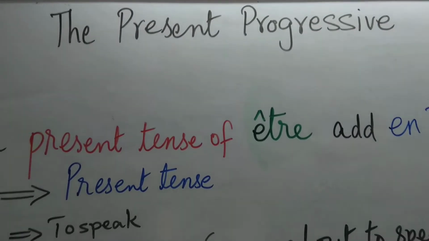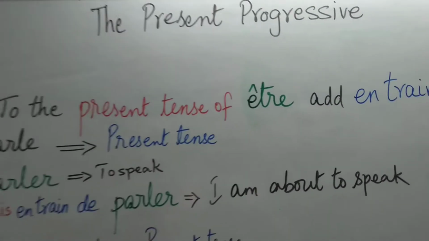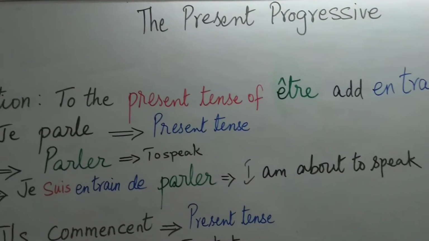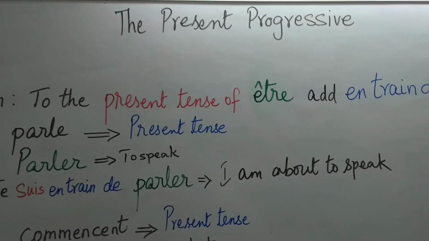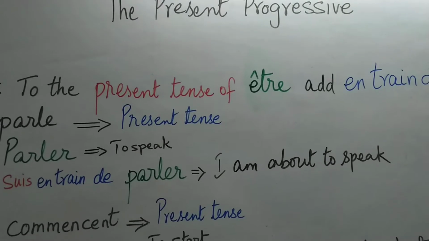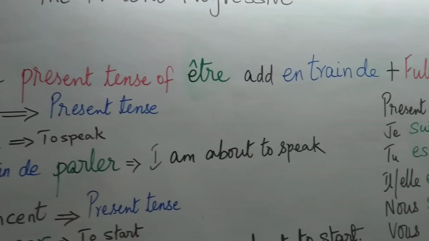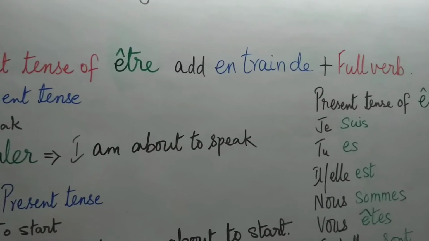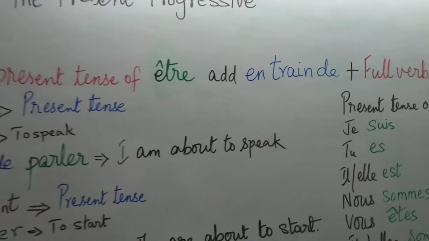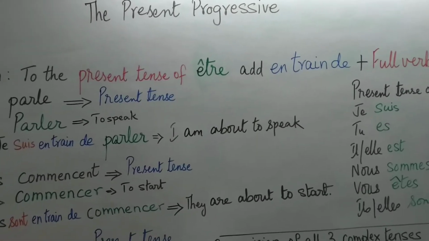Now let's look into the formation of the present progressive. The present progressive is very easy to form. It is formed with the present tense of être, a verb which you already know. So to the present tense of être, if you add the words en train de plus the full verb which is given, you will have what is known as the present progressive.